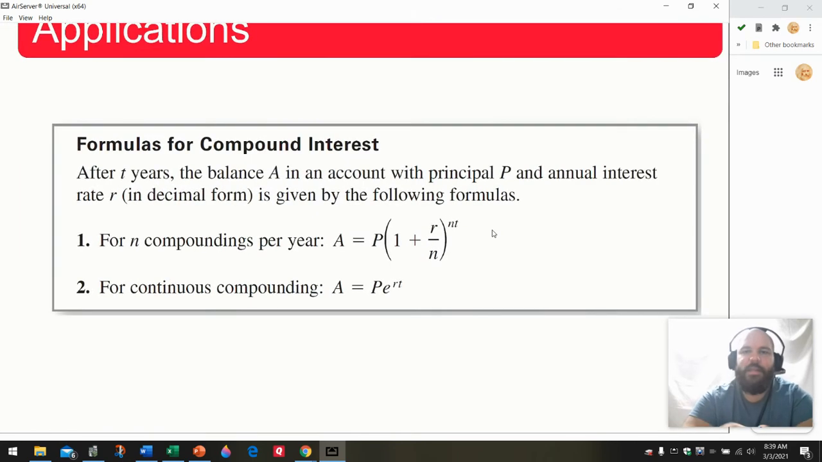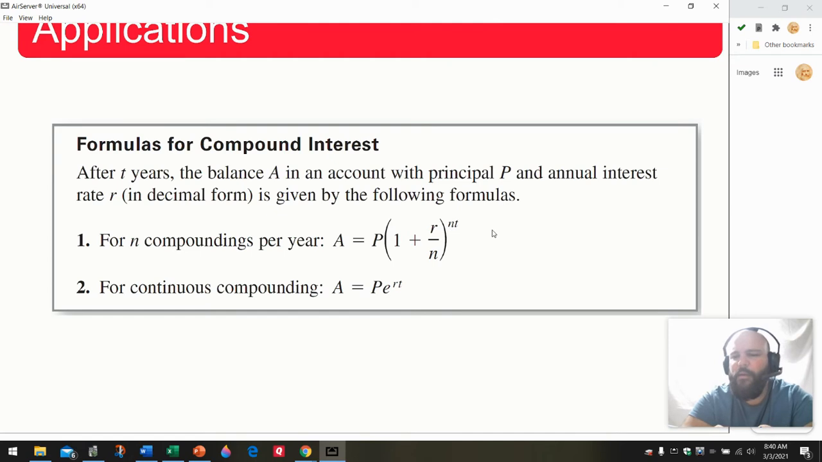So the other formula that I need to show you before we get into trying some problems is for continuous interest. Now, there is such a thing where the interest is automatically rolled in. It's not put in once a month. It's automatically, as it's earned, put back into the account. And that is called continuously compounding.